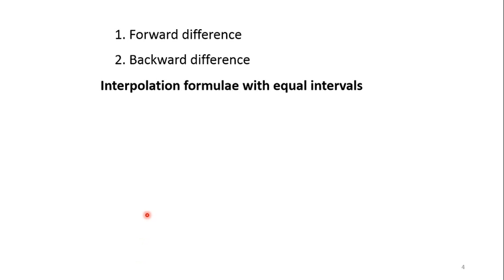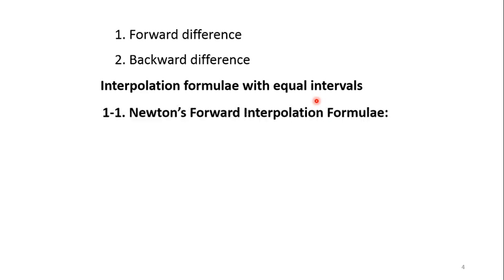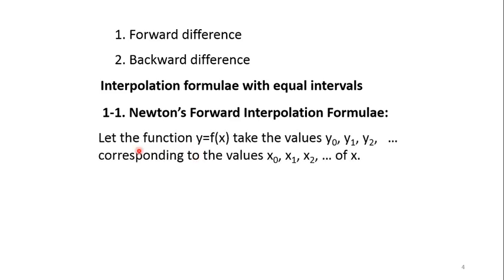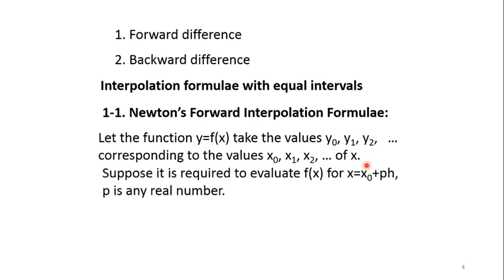So, interpolation formulae with equal intervals. First is given by Newton, so that is why it is called Newton's forward interpolation formula. Let the function y equal to f(x) take the values y0, y1, y2 corresponding to the values x0, x1, x2, x3, up to xn of x. Suppose it is required to evaluate y equal to f(x) for x equal to x0 plus ph, where p is any real number.